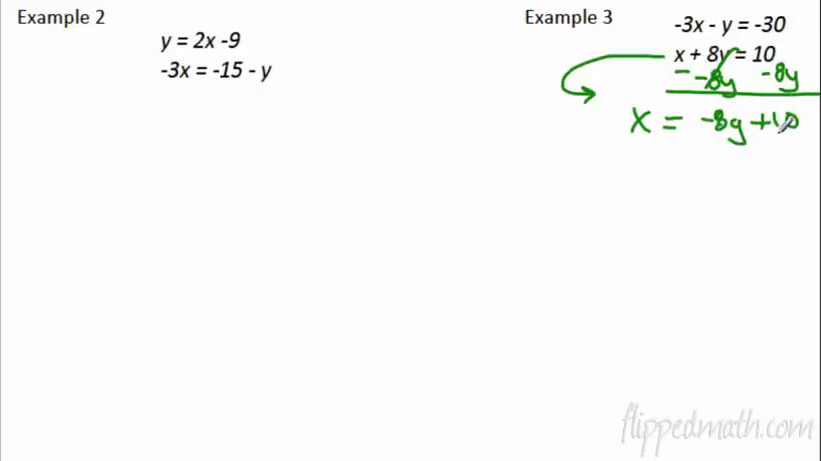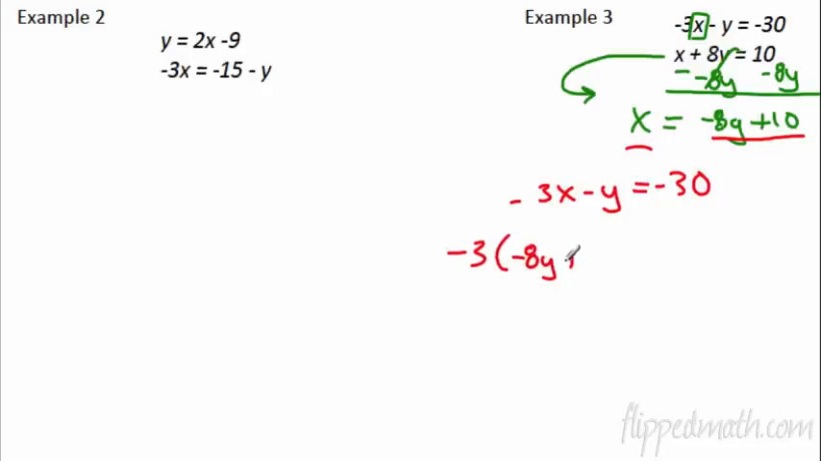So now I go back to the other equation right here. See the x? Here's x equals. So you go back to the other equation. Let's write that out. Negative 3x minus y equals negative 30. Instead of x, I'm going to write negative 8y plus 10. So negative 3 times x, which we know is negative 8y plus 10. That's the x part. That's right there. Minus y equals negative 30.